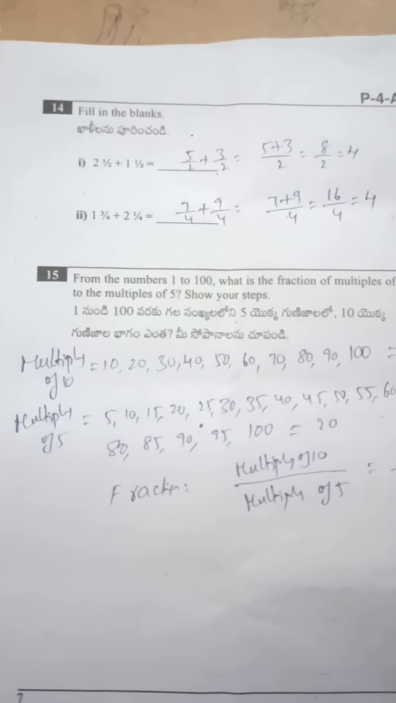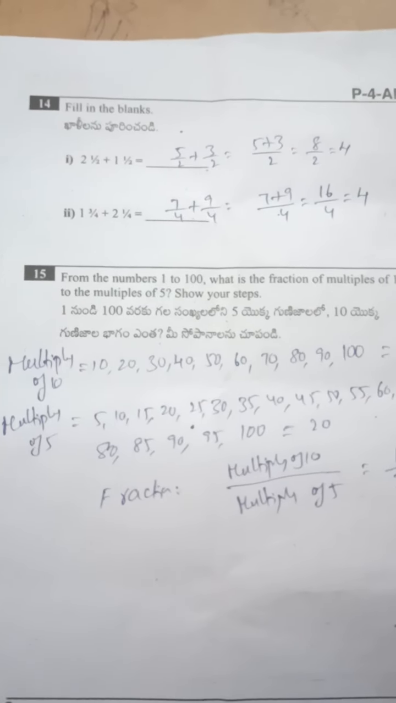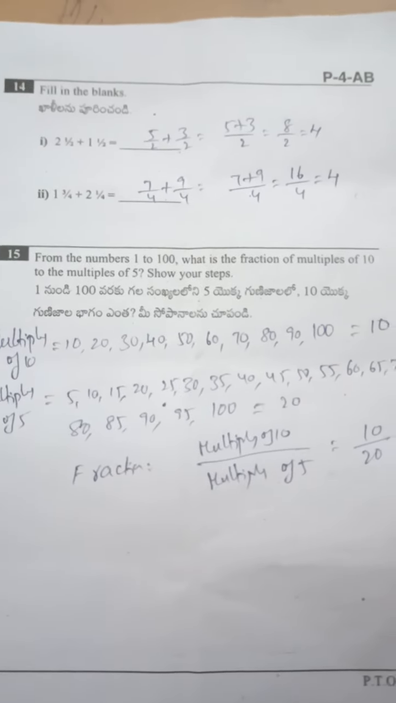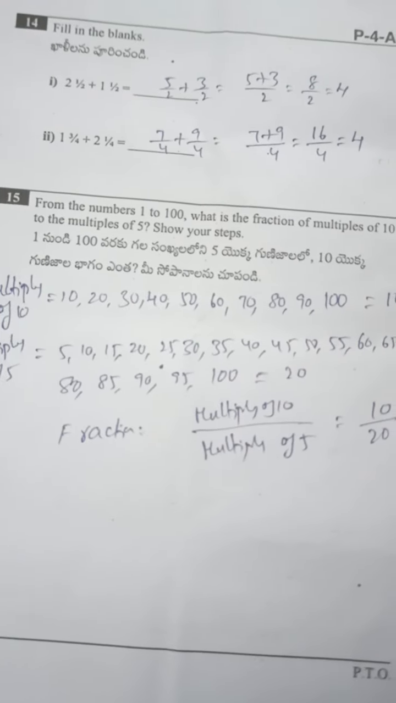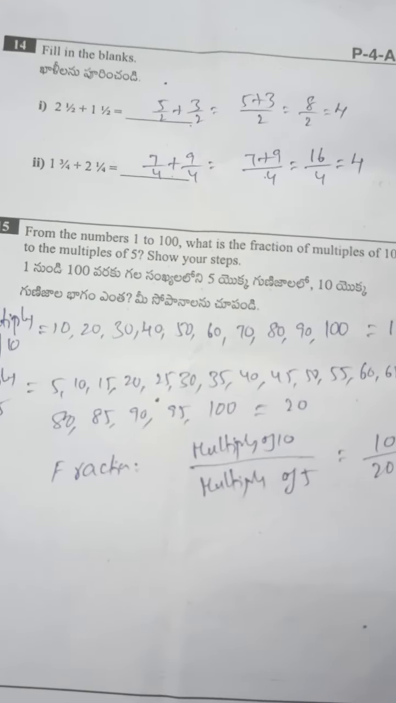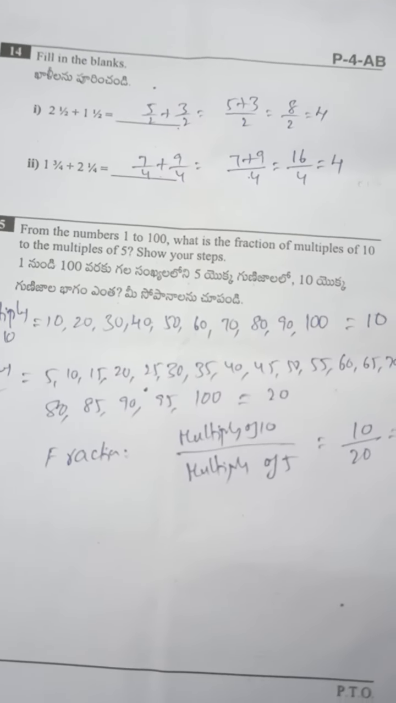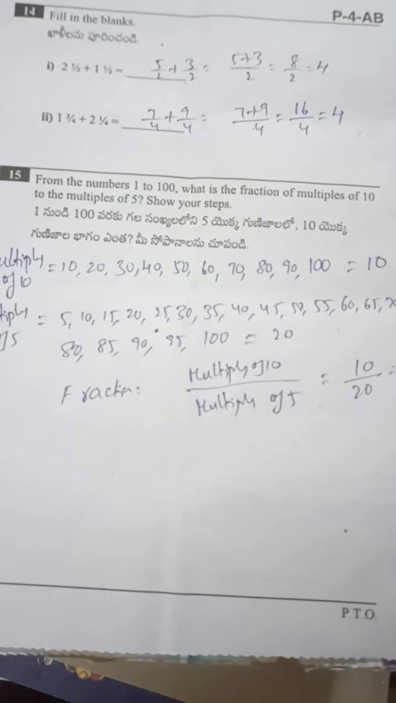Next, 2 1 by 2 plus 1 1 by 2. So 2 1 by 2 is which fraction? Mixed fraction. So its improper fraction is 5 by 2 plus 3 by 2. These two are like fractions. Write the common denominator. 5 plus 3 by 2 is equal to 8 by 2 is equal to 4. Another example: 1 3 by 4 plus 2 1 by 4. So 7 by 4 plus 9 by 4. 7 plus 9 is 16 by 4. Its value is 4.